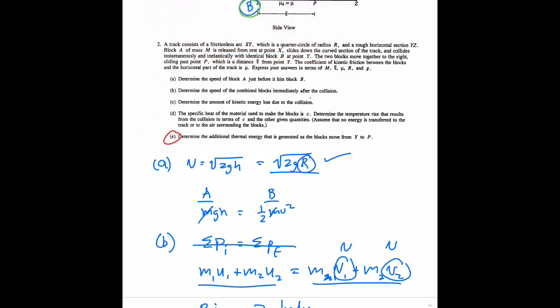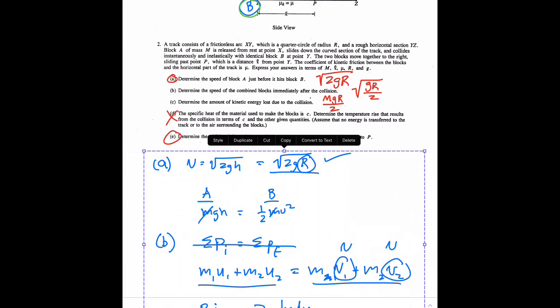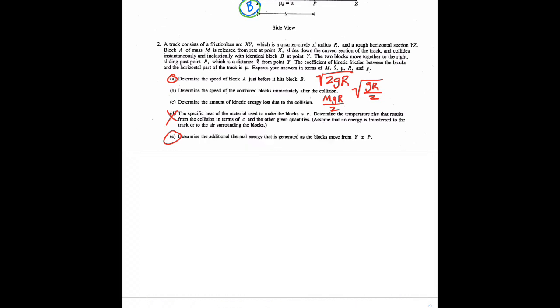Determine the additional thermal energy that's generated. So let's write in some of the answers we already know. The answer to part A, the speed just before they collide is the square root of 2gr. The speed immediately after the collision is the square root of gr over 2. The amount of kinetic energy lost is mgr over 2. We're skipping part D. Let's get a little room to operate here.